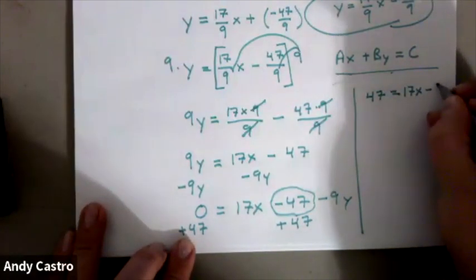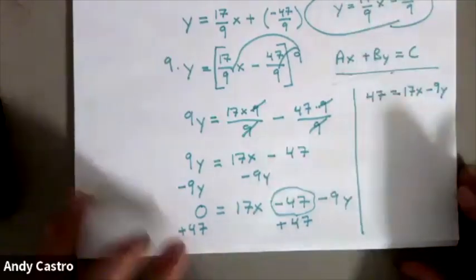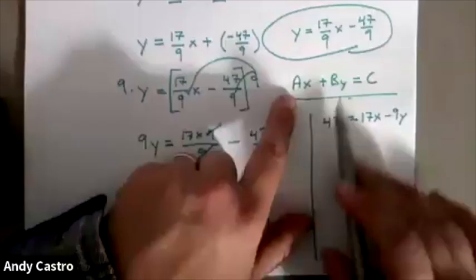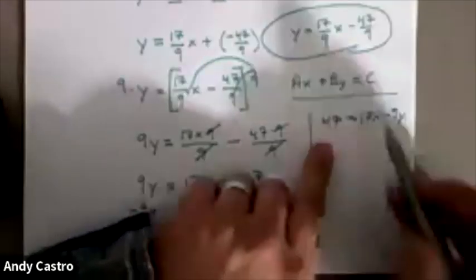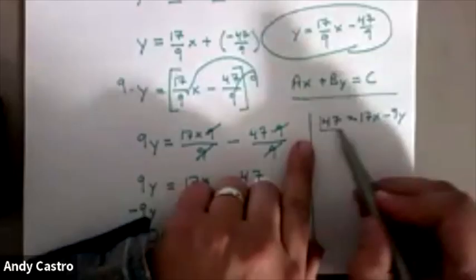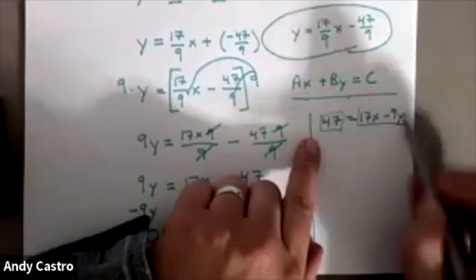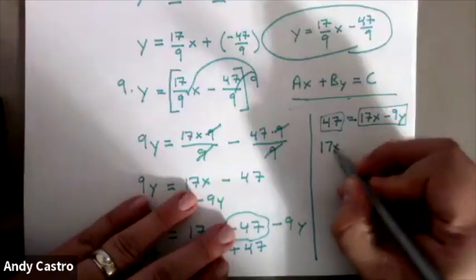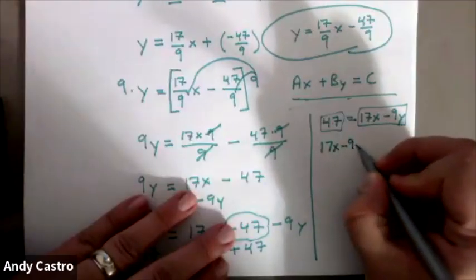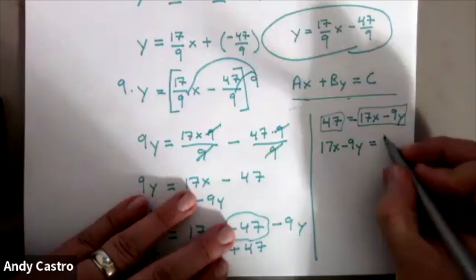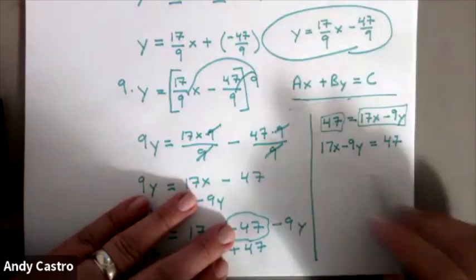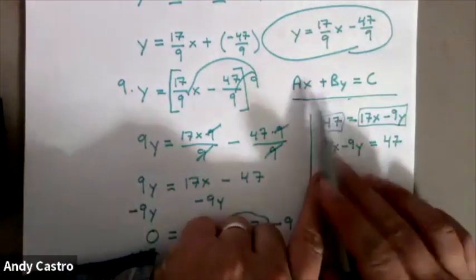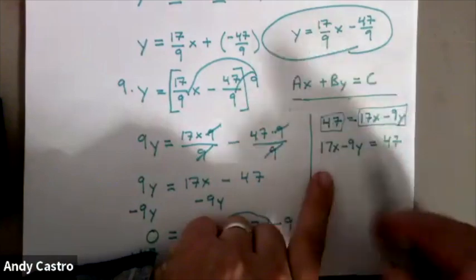17x minus 9y. Okay? So notice, and now, due to the transitive property, if A is equal to B, then B is equal to A. So I can switch sides. 17x minus 9y is equal to 47. So this is this form.